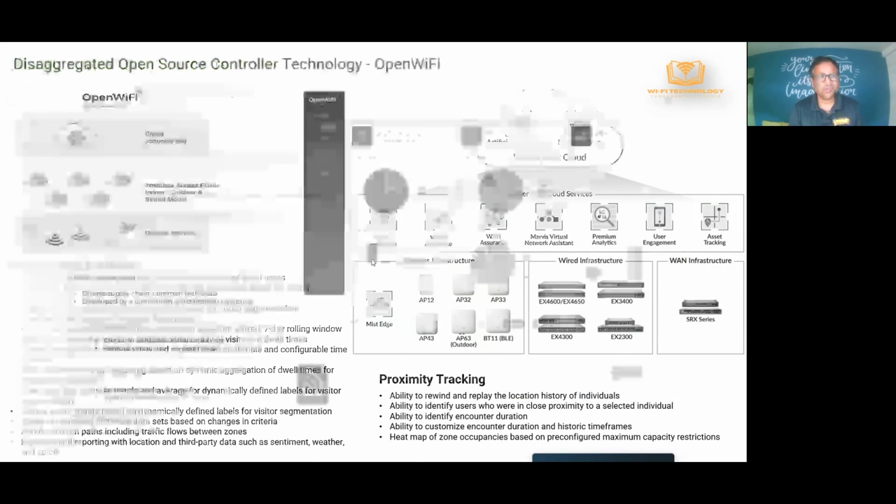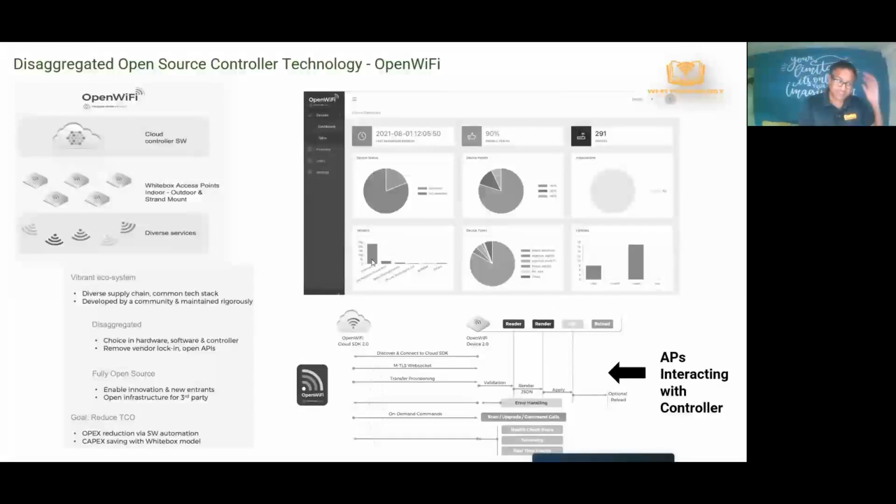Now, of course, there is even more cool stuff that is coming out. We talked about cloud controllers and on-premise controllers and all that, but there are new, even more interesting technologies like Open Wi-Fi. Open Wi-Fi is trying to open source the controller technology. Most of the controllers and software that we showed so far is pretty closed.